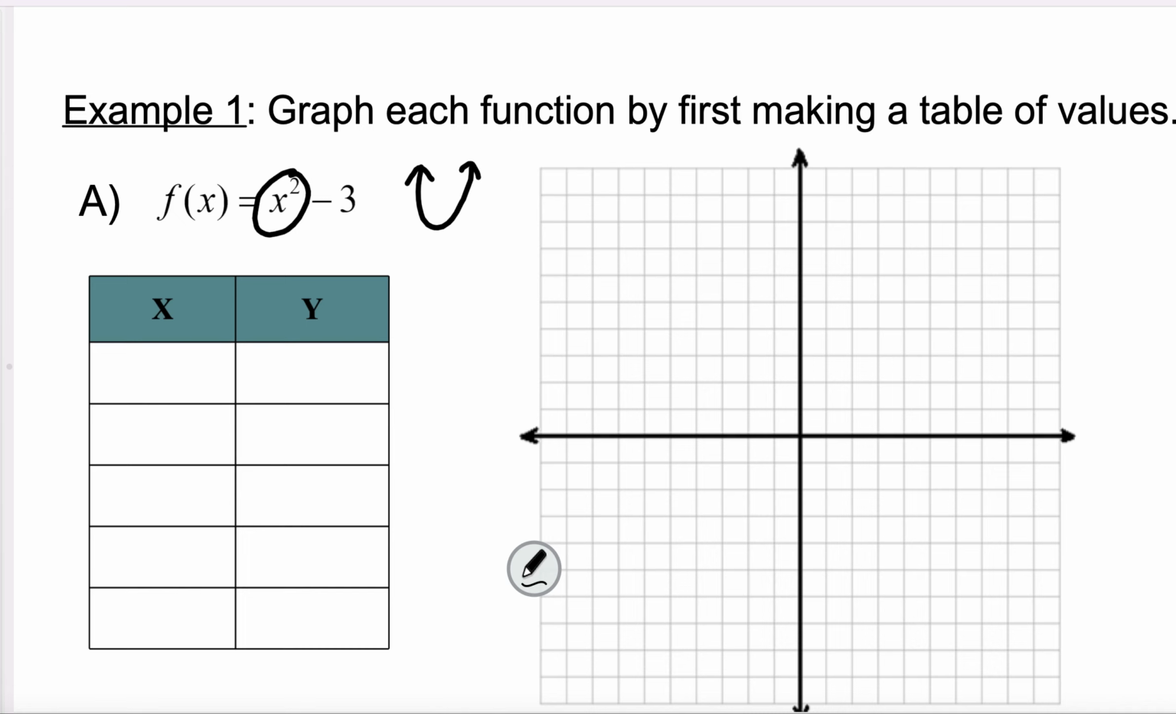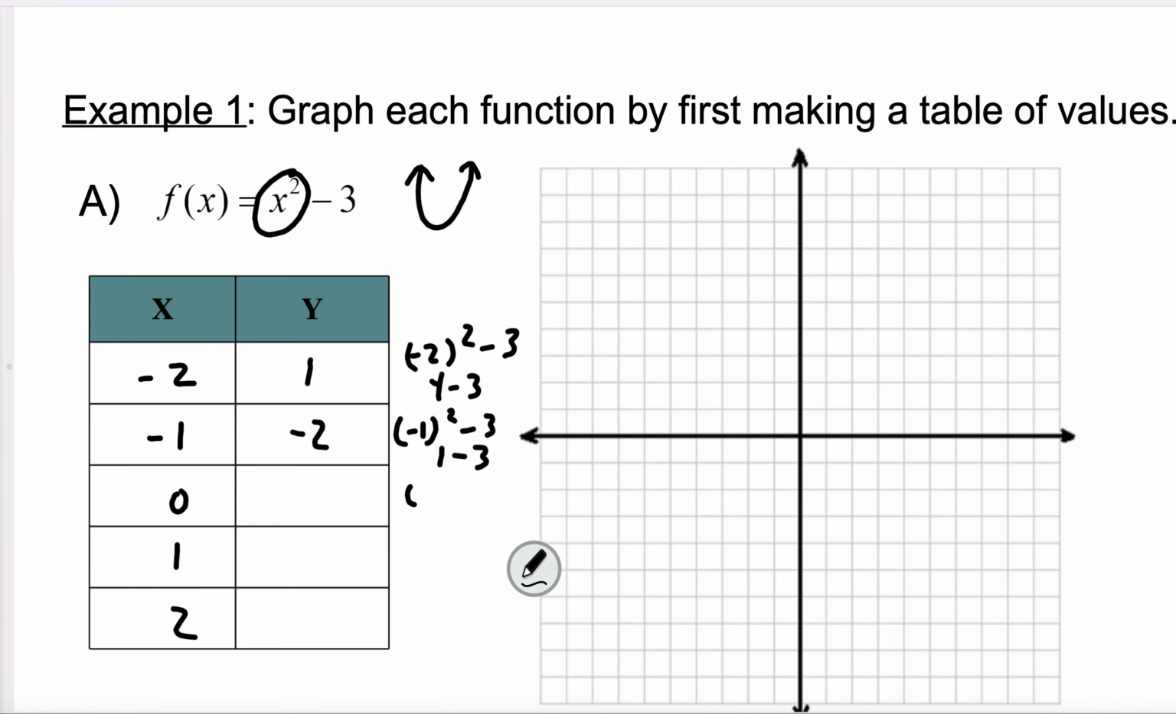Some nice values to pick for the table are -2, -1, 0, 1, and 2. Those are just nice values to typically pick, especially for a parabola. So go ahead and take your -2 and plug it in for your x. So -2 squared minus 3. -2 squared is -2 times -2, which is 4, minus 3 is 1. Now take -1 and plug it in for your x. So -1 squared minus 3, which is 1 minus 3, which gives us -2.